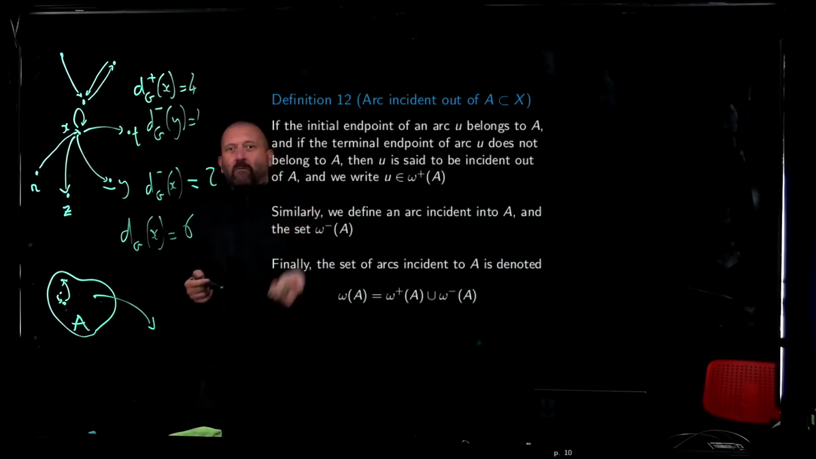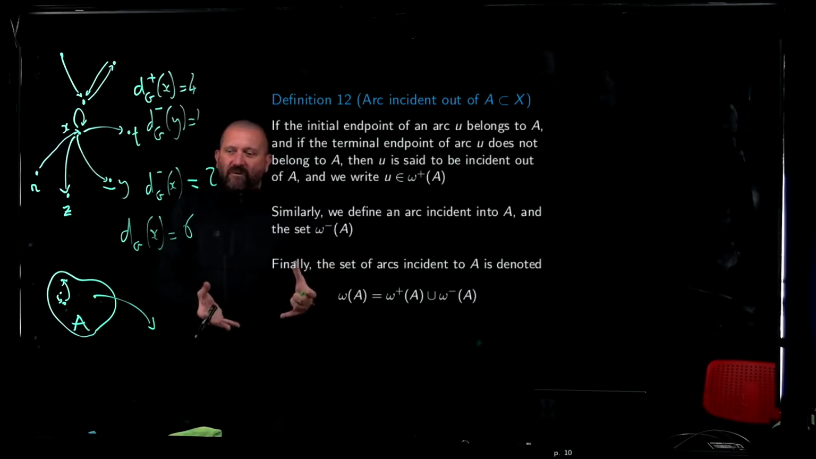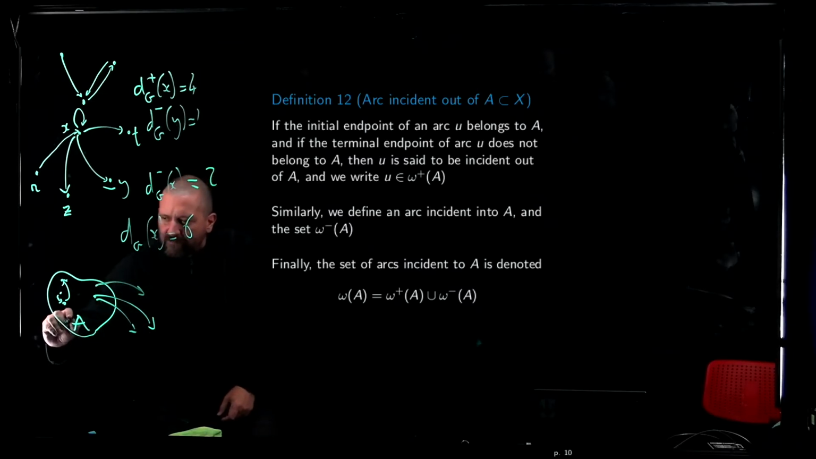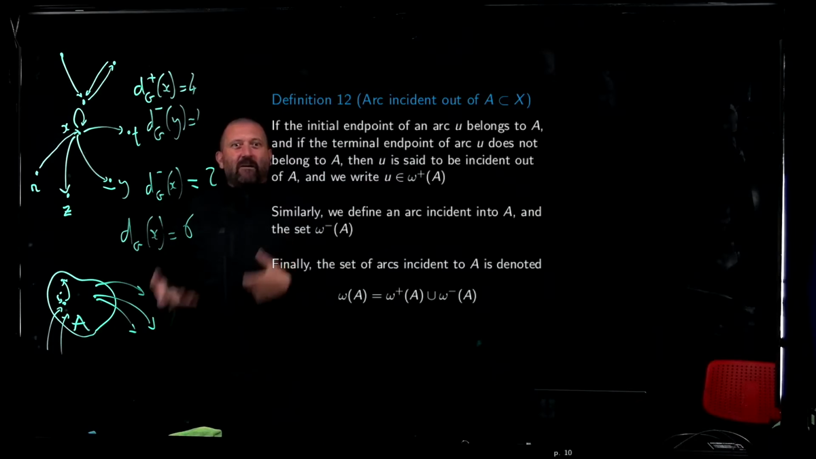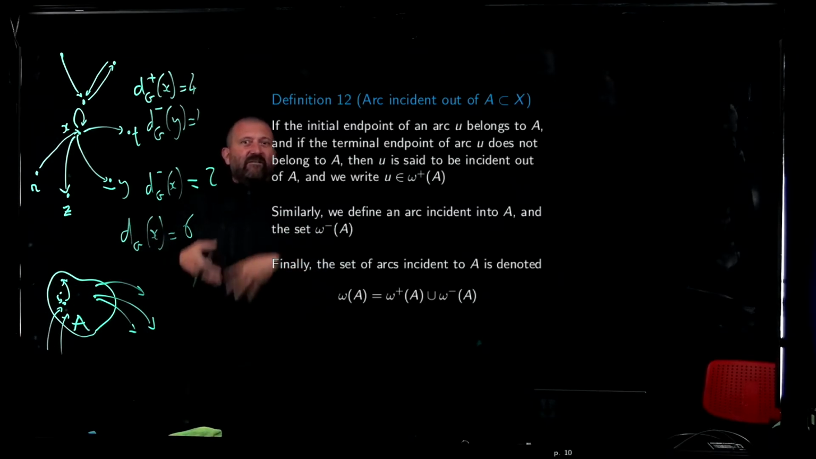Okay, so we call W plus of A the set of arcs incident out of the structure. So that's going to be a bunch of arrows going out. And then we have a set of arrows going into a structure, a subset, from other sets of vertices, or just one, it doesn't really matter. And this is what we call the arcs incident into. Okay, and so the set of arcs incident to this A here is the union of the incident out and incident in.